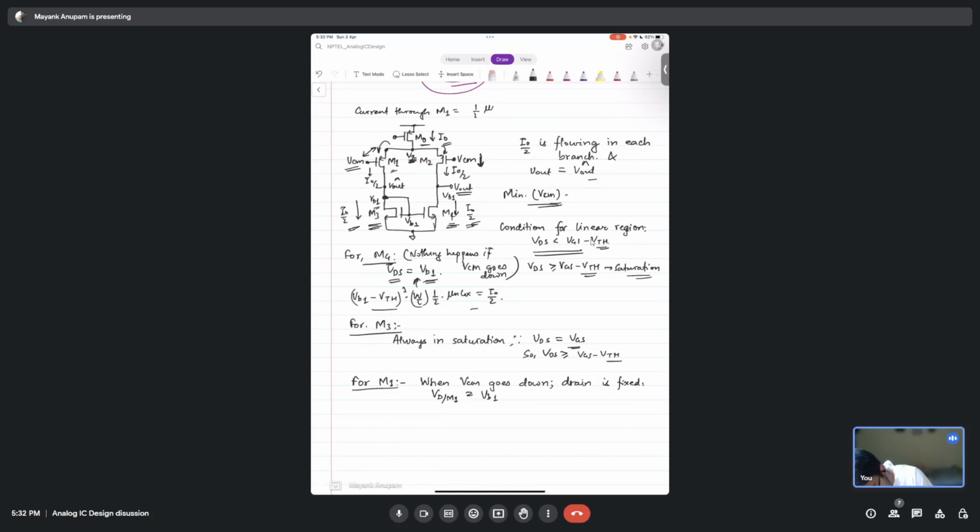Half mu p Cox W over L, right? Times VGS, VGS minus VT, which is VCM minus VTHP, whole square. Now tell me, this current through M1 is equal to what? I naught by 2, isn't it? Always. It is not changing.